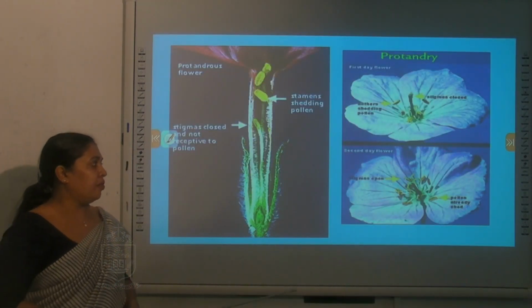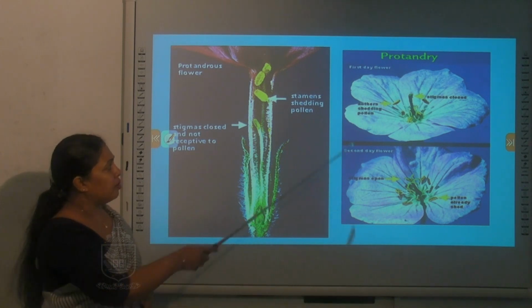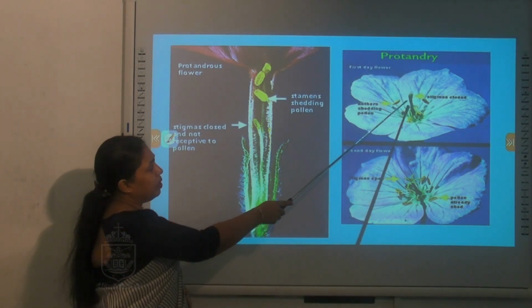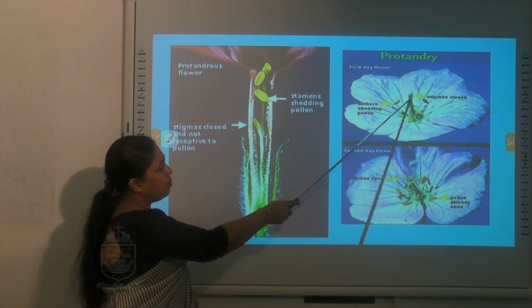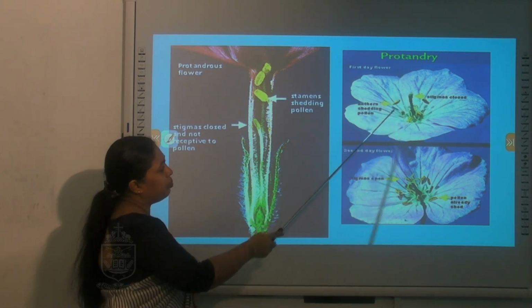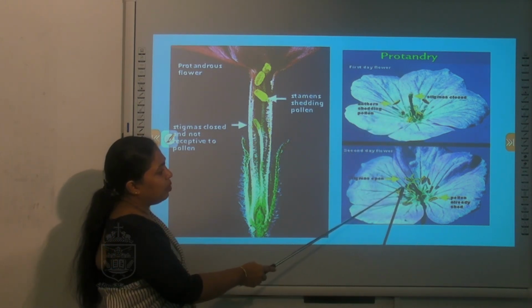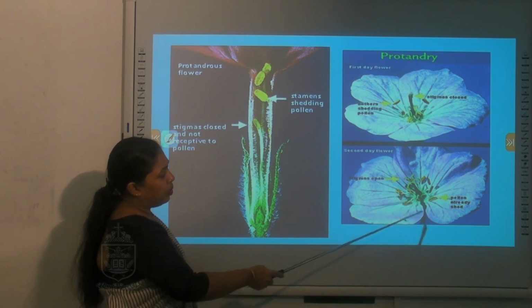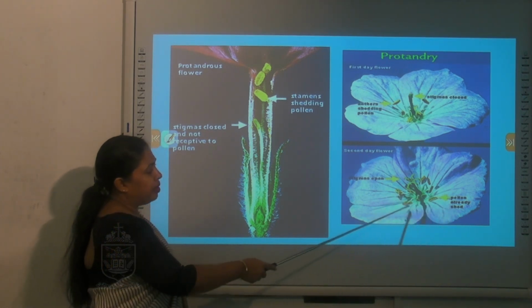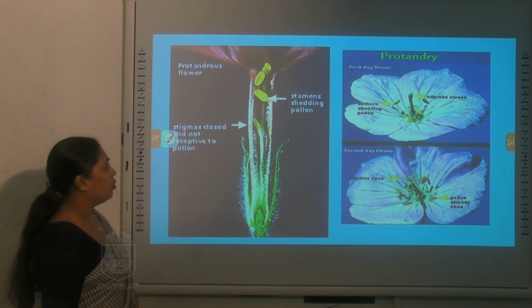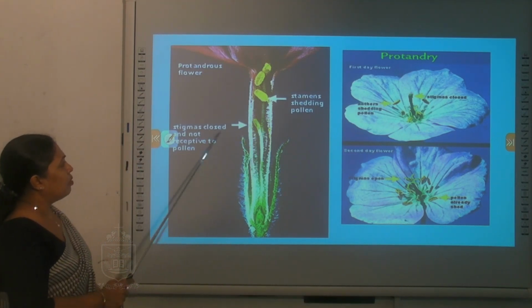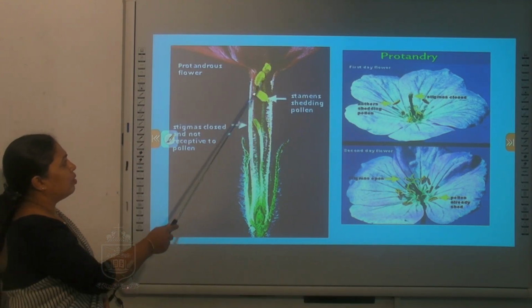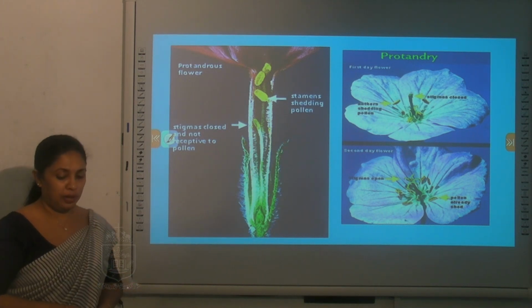And the most common example in Sri Lanka is Aristolochia. So this is a flower to show the same incident. On the first day, you can see the stigma is closed and anthers are shedding pollen. Here, the stigma is open, and the anther is not active, the pollen has already been shed. Here, in the same way, the stigma is closed and stamens are shedding pollen.